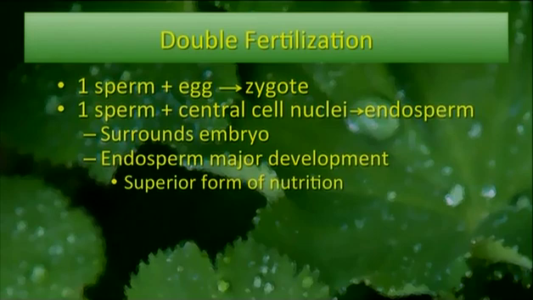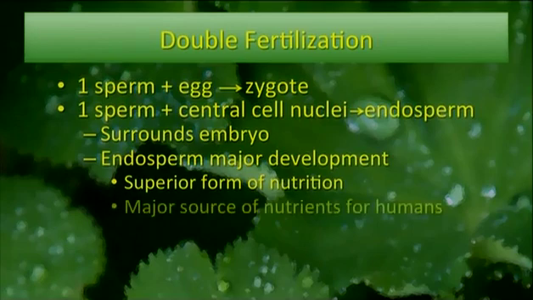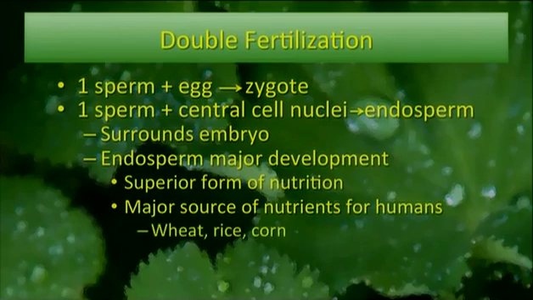Eventually in the endosperm you may have hundreds of thousands of nuclei. And of course they also become a major source of nutrients for humans. We've been through this many times before: wheat, corn, rice, barley, oats. The endosperm is actually mostly what we're eating. So wheat, rice, and corn, other kinds of grasses.